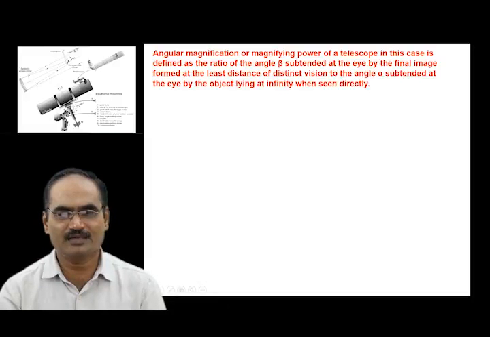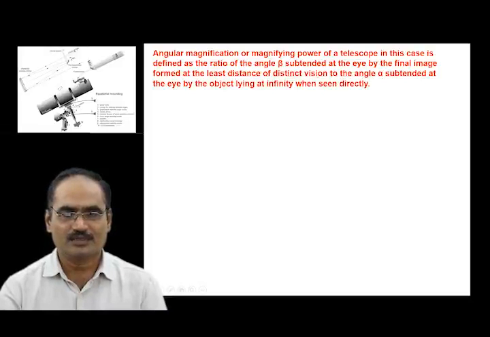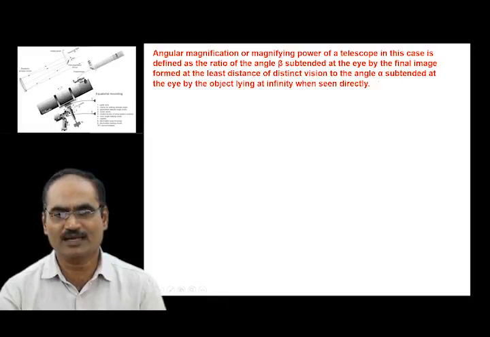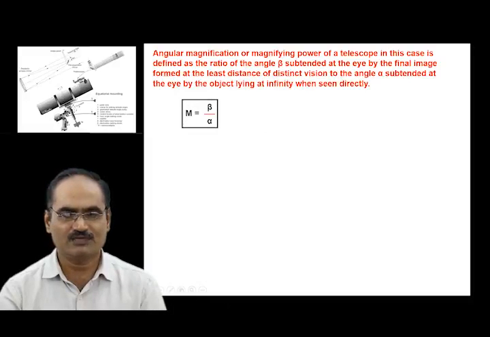But the object is at infinity. Therefore, magnification is the ratio of the angle subtended by the final image formed at the least distance of distinct vision to the angle subtended by the object lying at infinity when seen directly. Therefore, magnification can be written as beta by alpha.